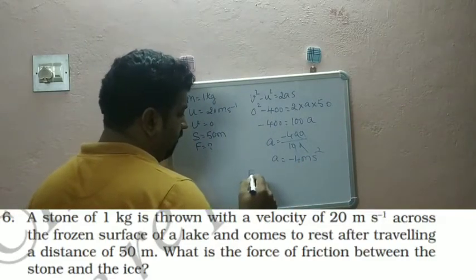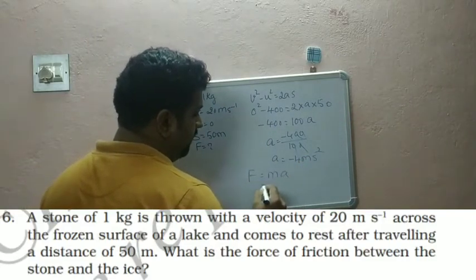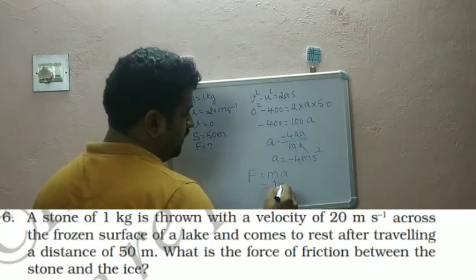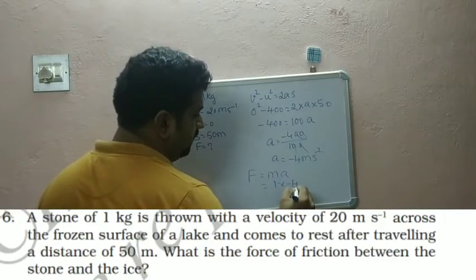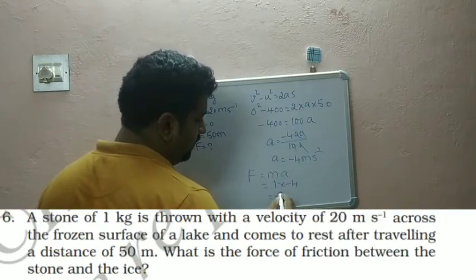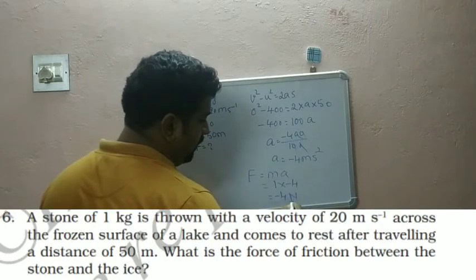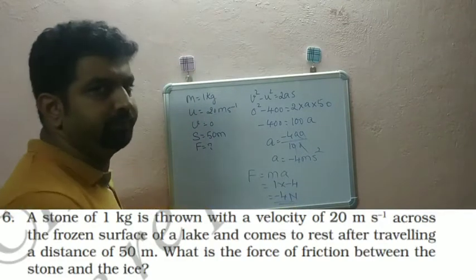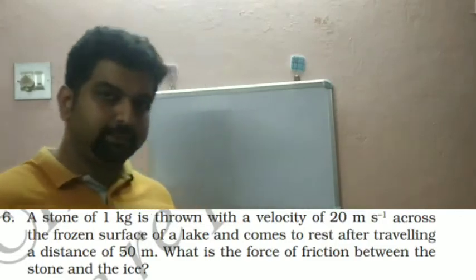So we have to find out the F. So F is equal to M into A. M is how much? 1 kg. A is minus 4. So 1 into minus 4 is minus 4 Newton is the answer. Let us solve the next problem.